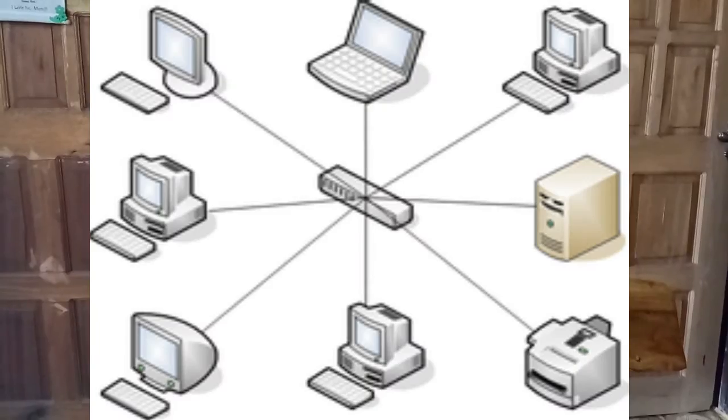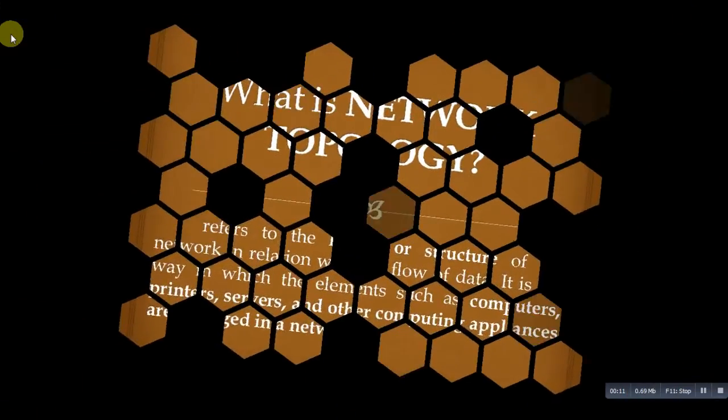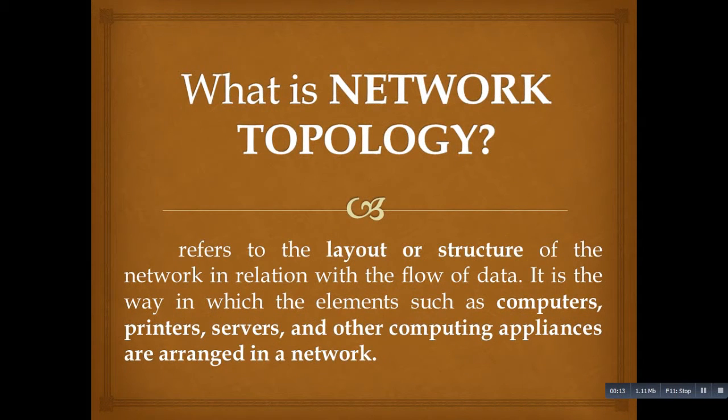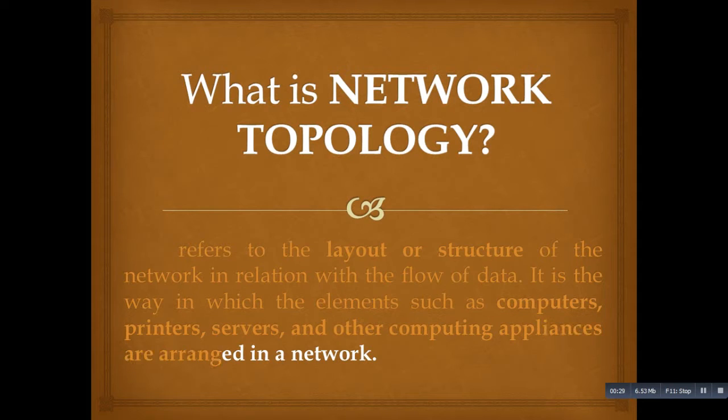Today, I'm going to show you how to create a star topology using Cisco Packet Tracer. Let's get started! Before we start, let us first define what network topology is. Network topology refers to the layout or structure of the network in relation to the flow of data. It is the way in which elements such as computers, printers, servers, and other computing appliances are arranged in a network.